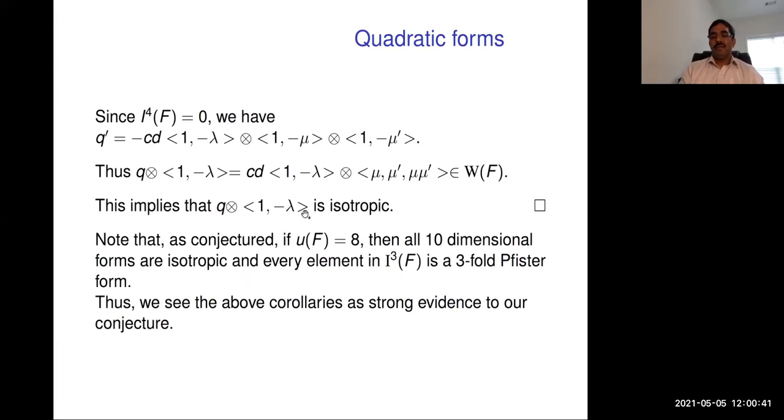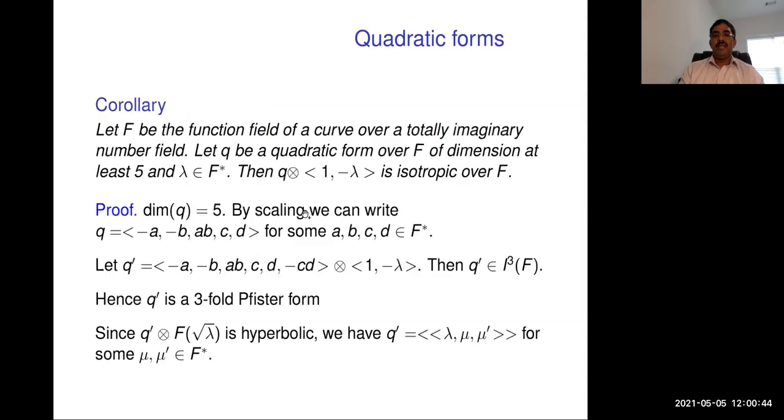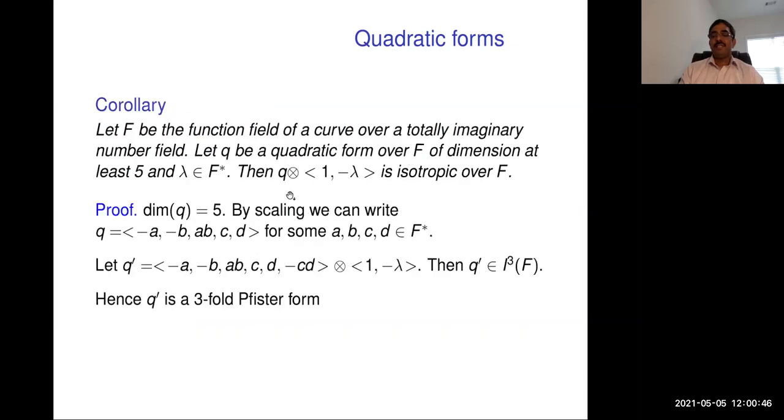Of course, in this theorem we didn't use much except that I4 is 0 and everything in I3 is a symbol. For any field where everything in I3 is a symbol and I4 is 0, the same proof goes through, and you can say that q tensor 1 minus lambda is isotropic. But there are many fields with I4 equal to 0 and everything in I3 a symbol, where we don't know about the u-invariant.